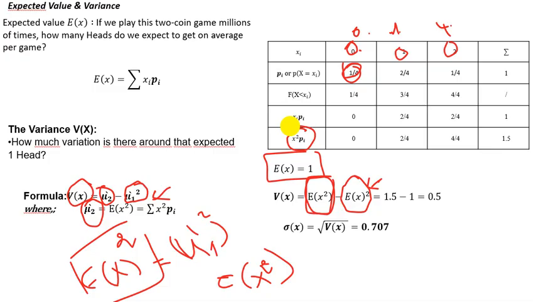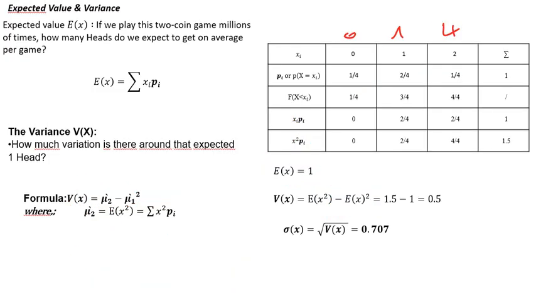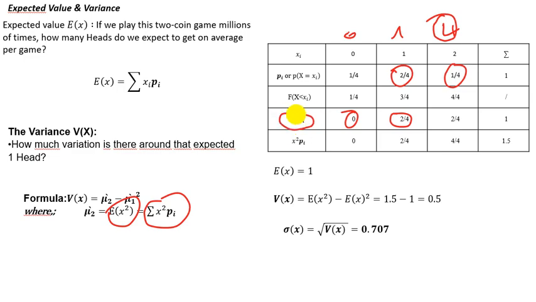As we said, E of X squared is the sum of x squared times p_i. So 0 times 1/4 gives 0, 1 times 2/4 gives 2/4, and 4 times 1/4 gives 4/4.